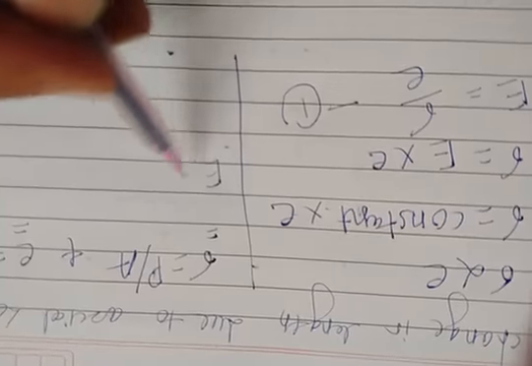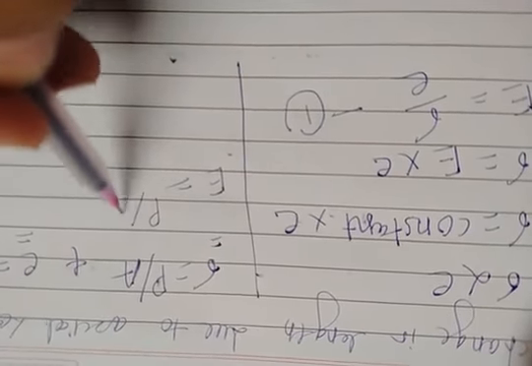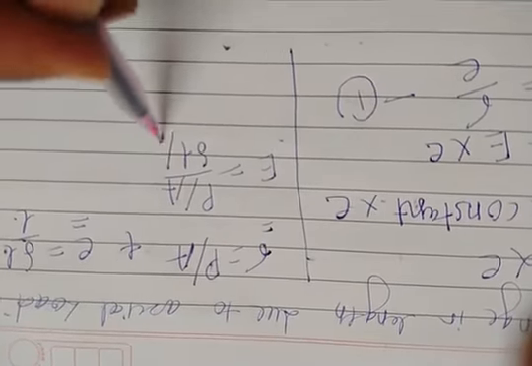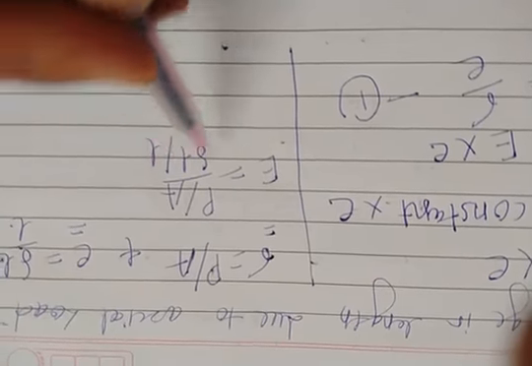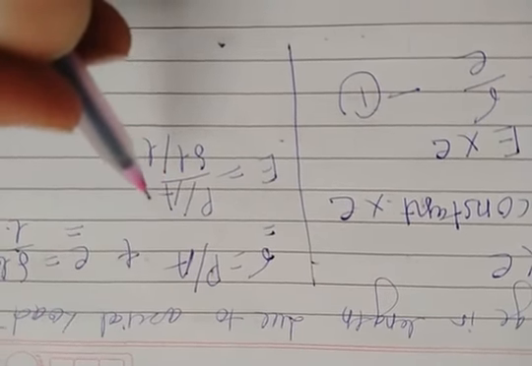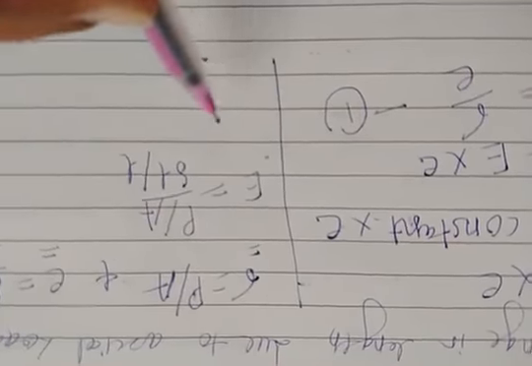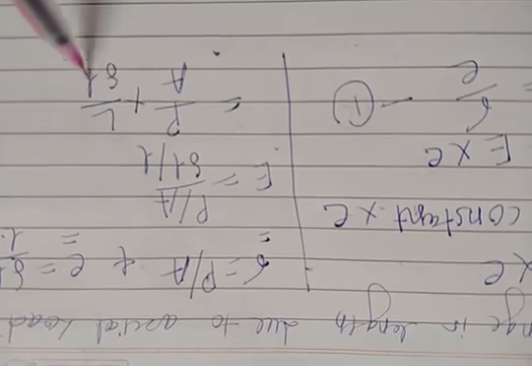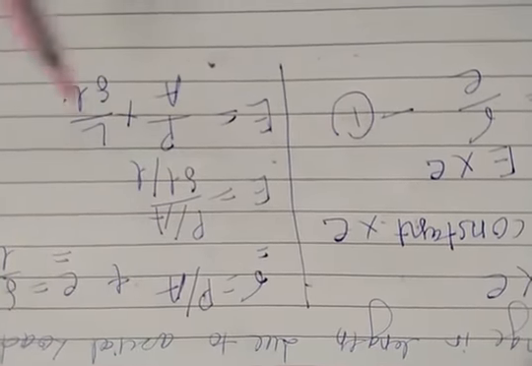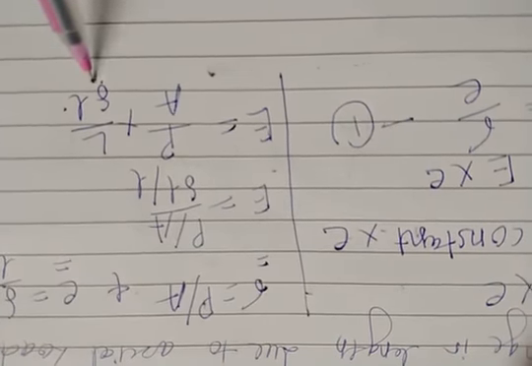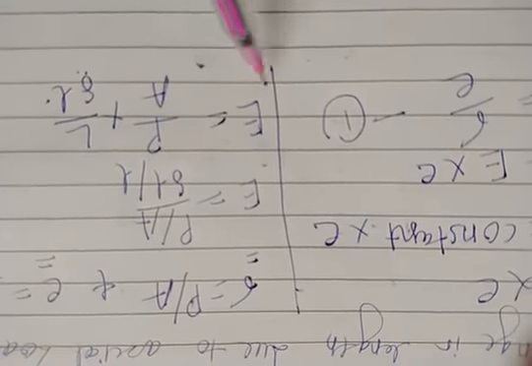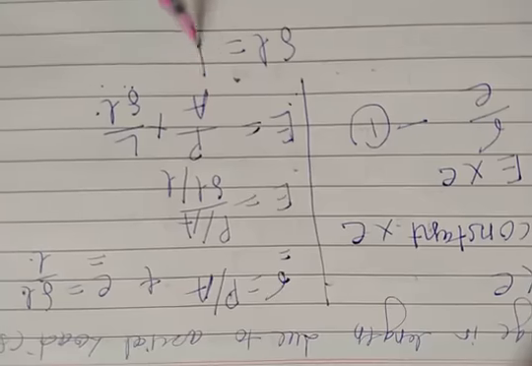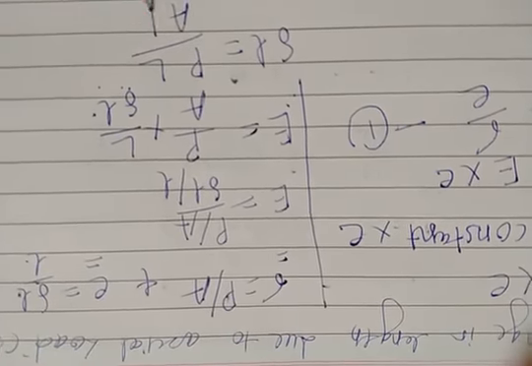Then the equation becomes, instead of stress you write P upon A, and instead of strain you write delta L upon L. Now the denominator goes upside by taking its reciprocal. Then we get P upon A multiplied by L upon delta L is equal to capital E. Now shift this delta L towards the left side and this capital E towards the right. Then we get delta L is equal to PL upon AE.